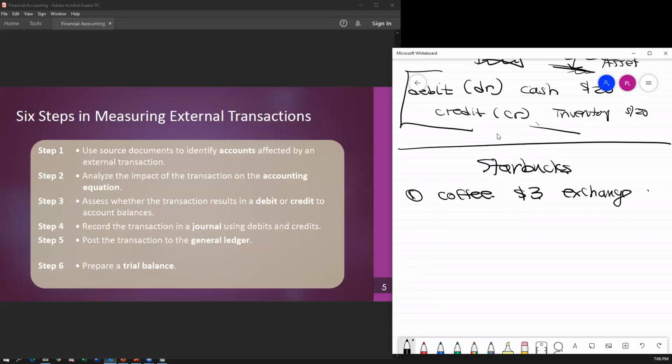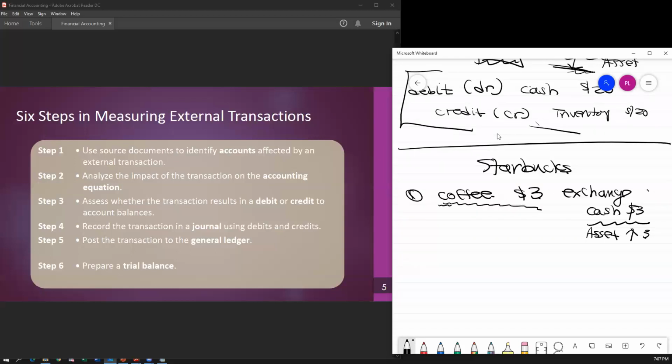For cash, $3. Okay, so let's start with cash. Cash is easy. It's an asset item, so assets will increase by $3. Okay, that's easy, right? So let's go to selling coffee.